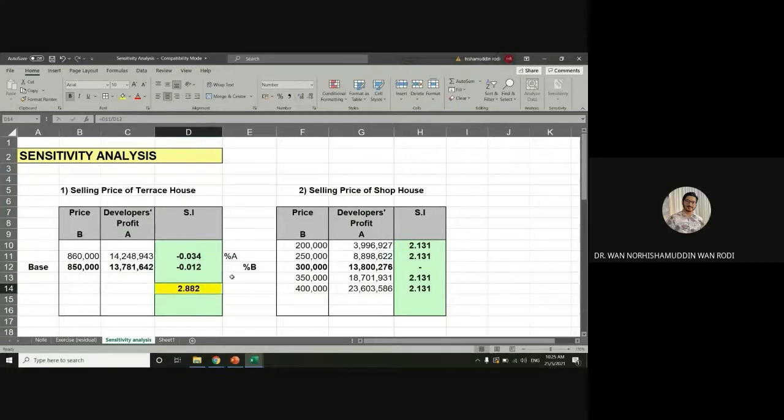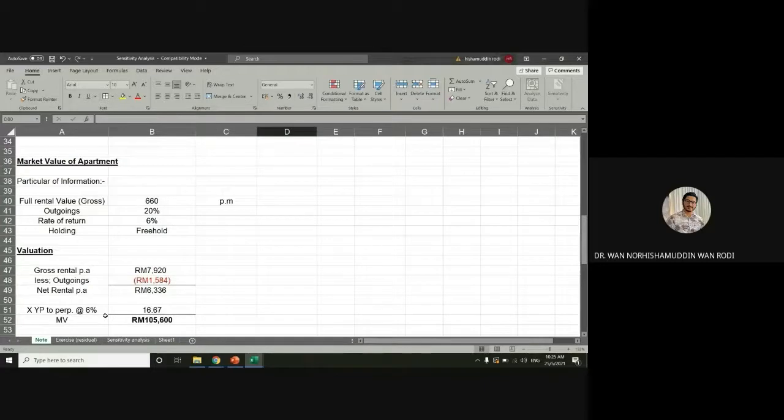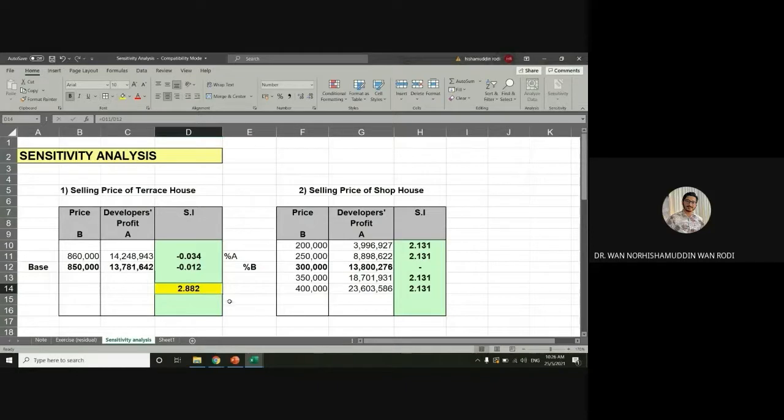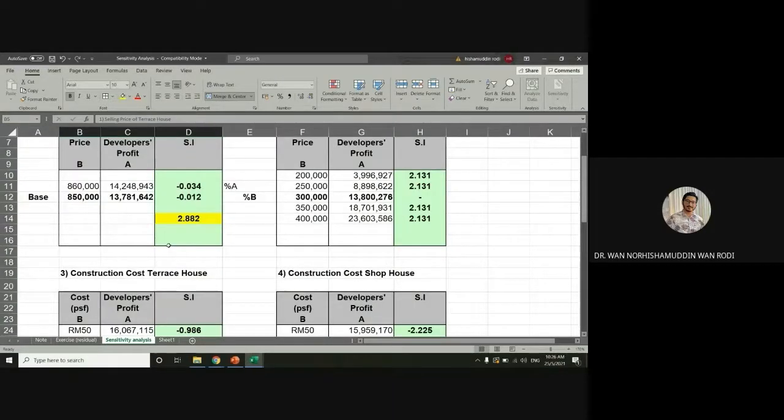As far as concerned, if you compare with the sensitivity index scales, you can see that 2.8 falls in the range of sensitive measures. 2.88 positive is considered as sensitive. So what can we infer from this result is that the profit is sensitive to the selling price of terrace house, since we obtain the SI of positive 2.882.